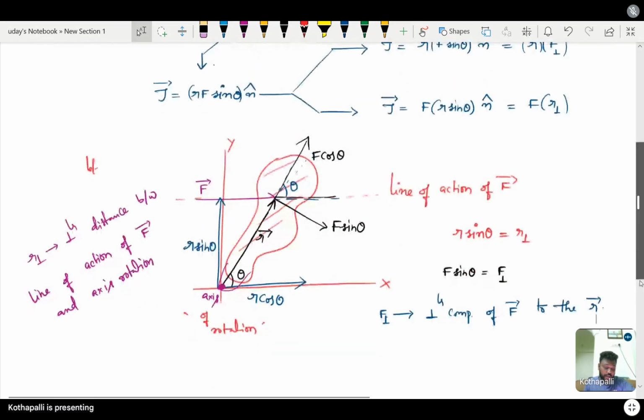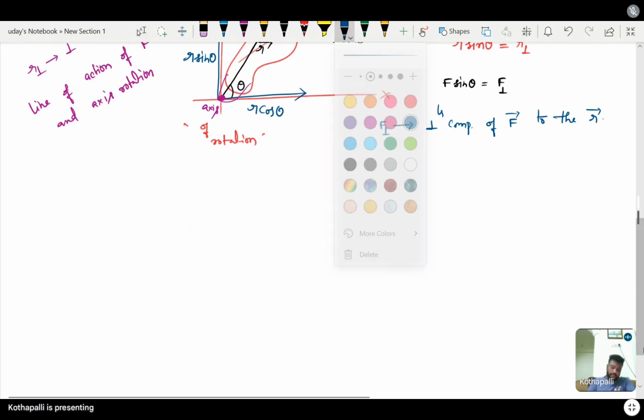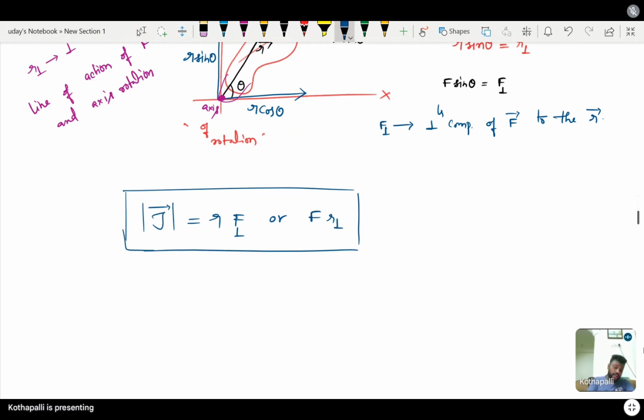So finally, we concluded that torque magnitude is nothing but R F perpendicular or F R perpendicular. This is what we actually use. Yeah, you can write a note point as note.